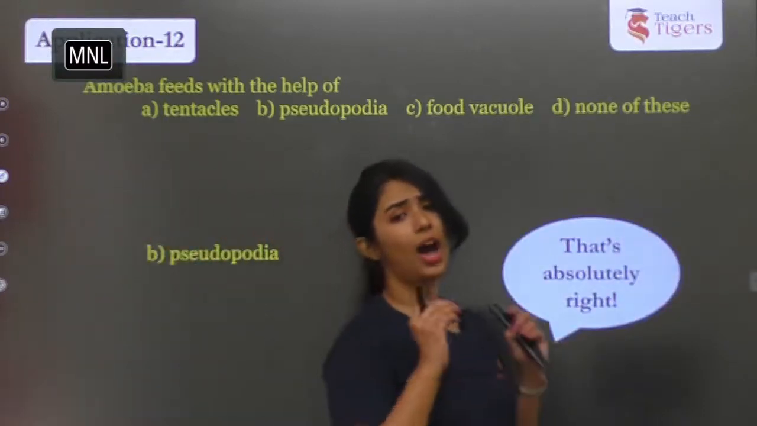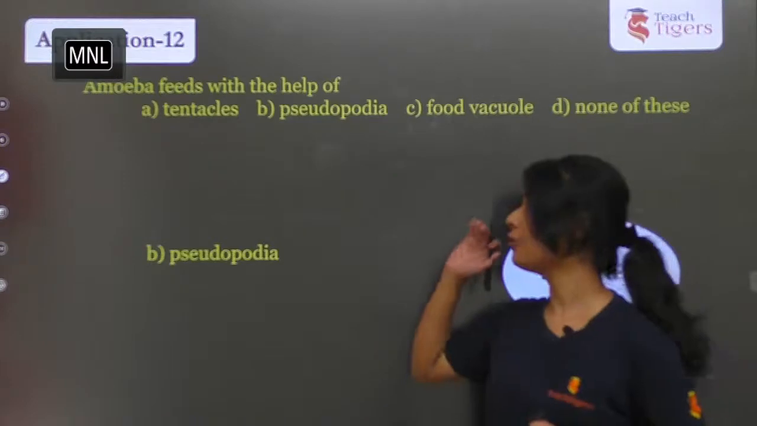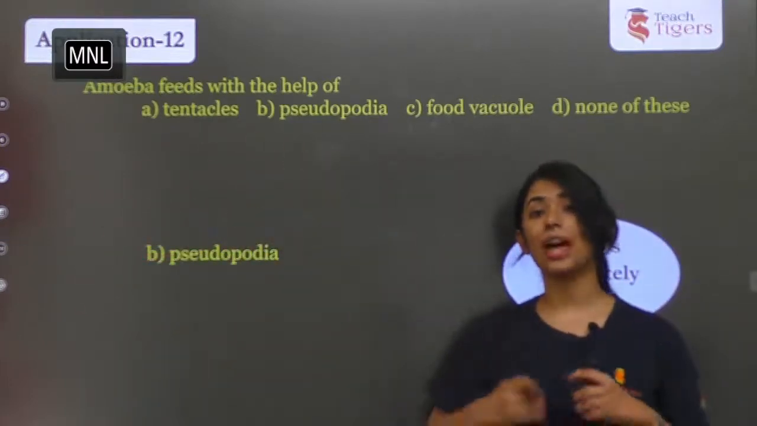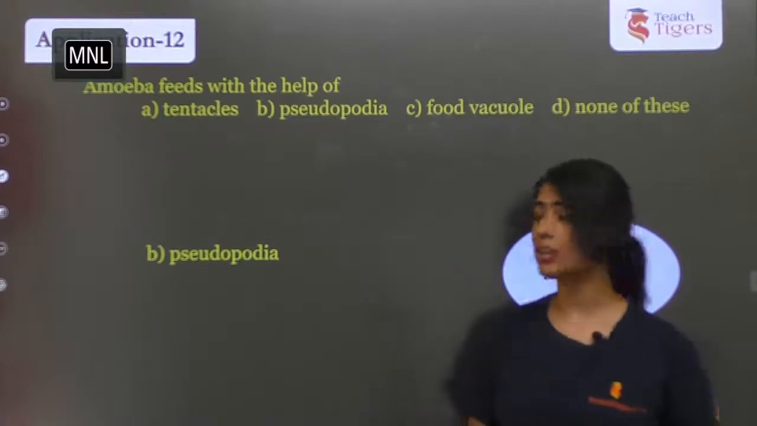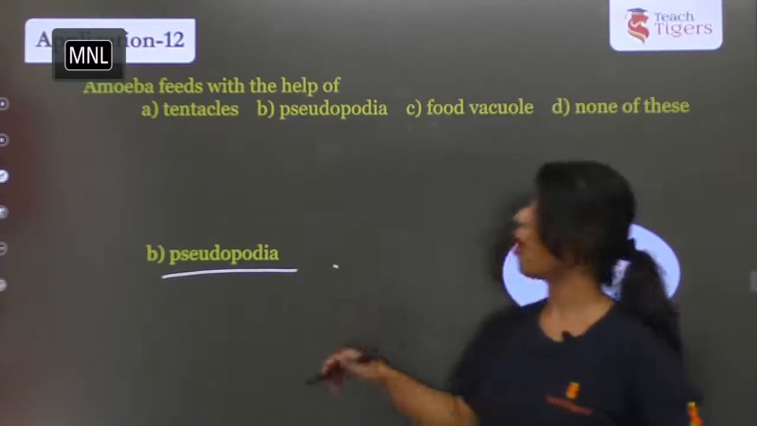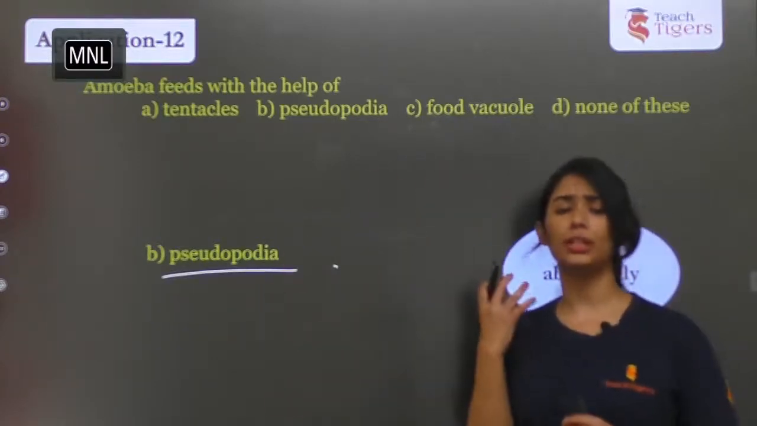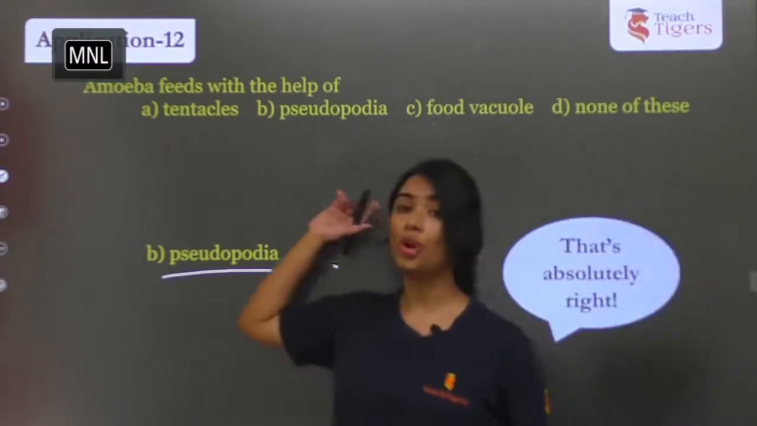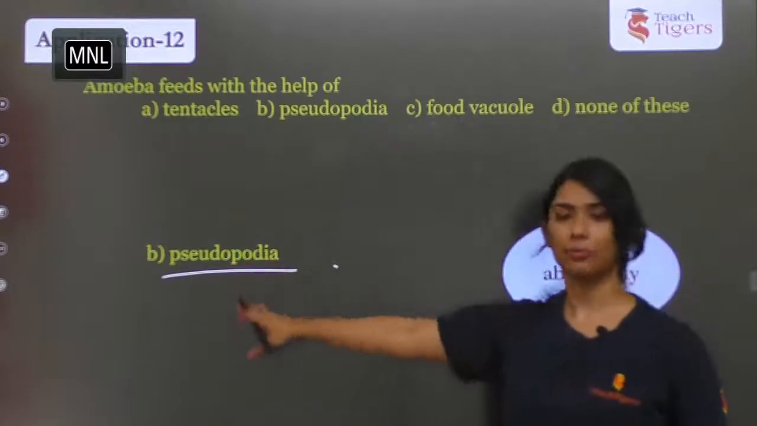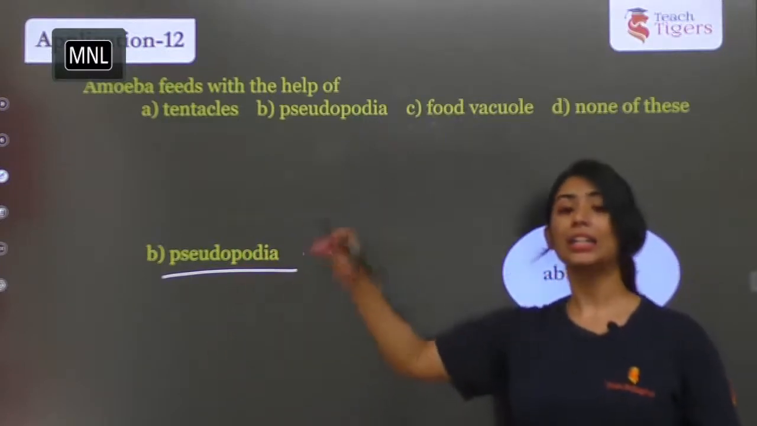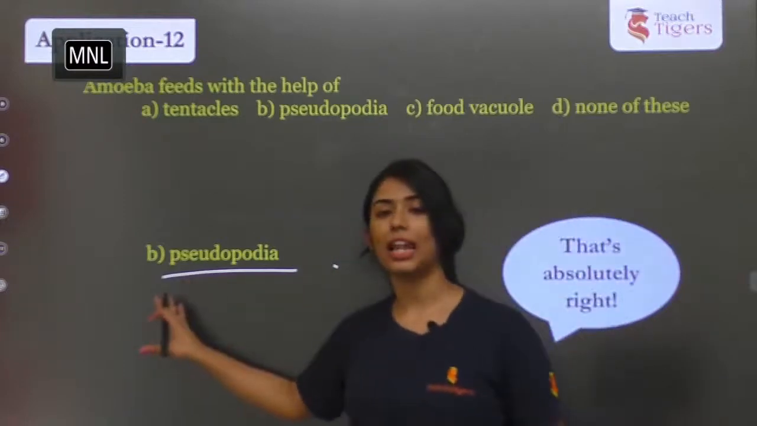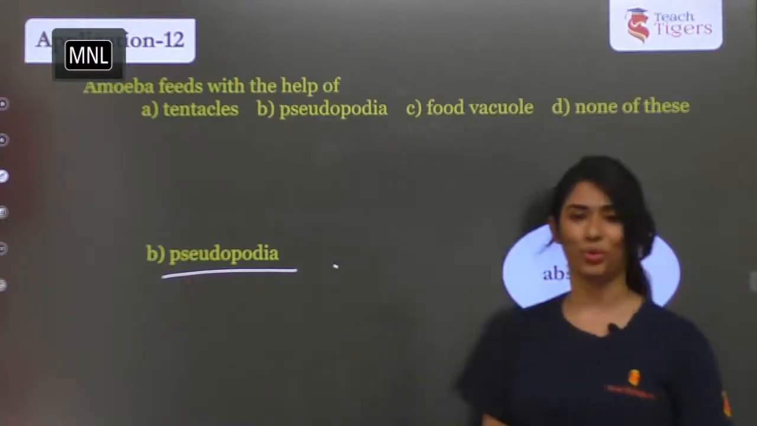So pseudopodia are finger-like projections which are found in amoeba that help the amoeba to feed as well as keep changing its shape, right? So pseudopodia is also known as the false feet of amoeba. Okay, they just resemble the feet but they are not the actual feet. So remember, amoeba is able to feed because of the help of finger-like projections known as pseudopodia, and it is also able to change its shape because of the presence of these finger-like projections, which we call pseudopodia.